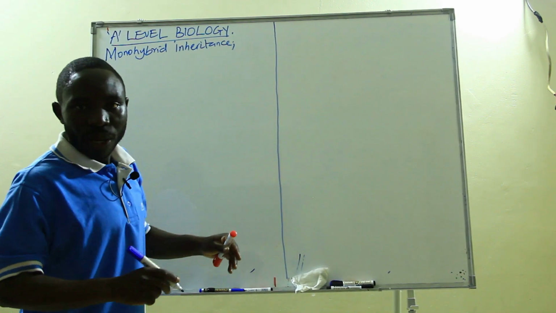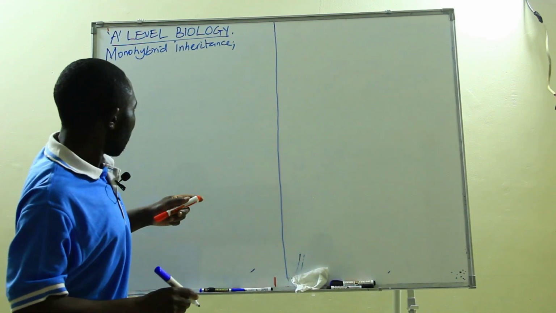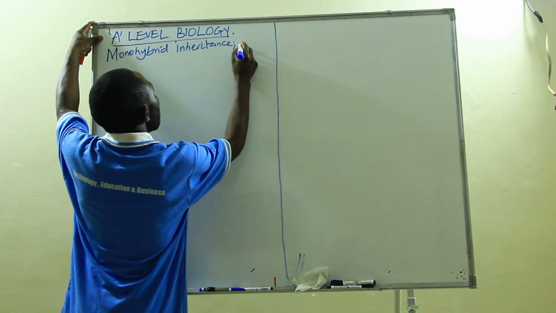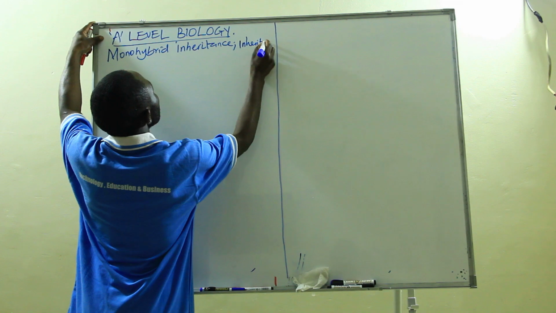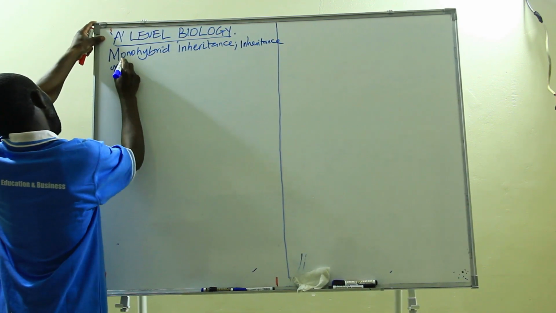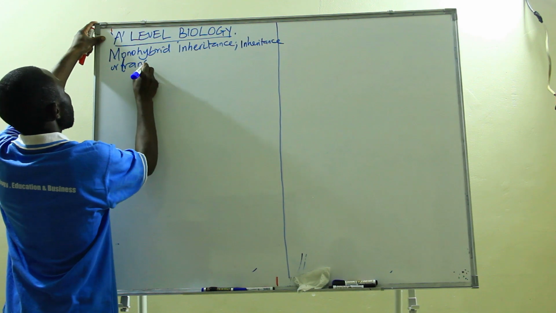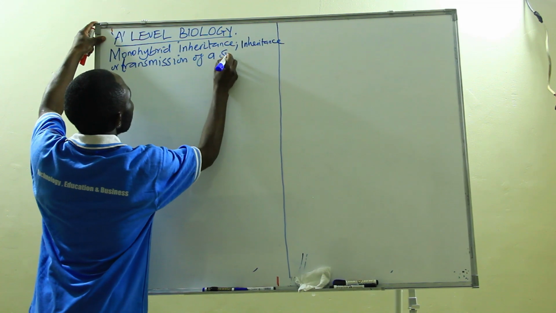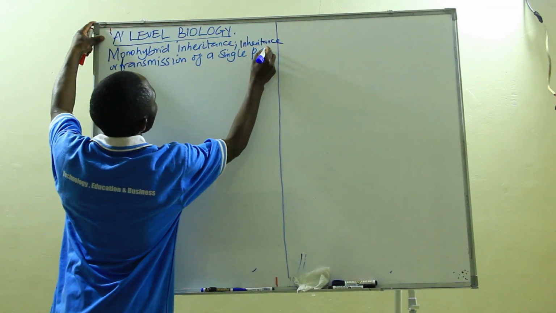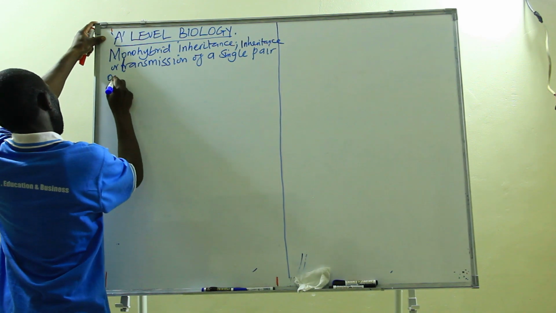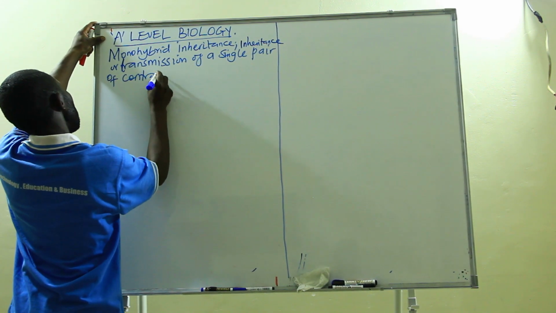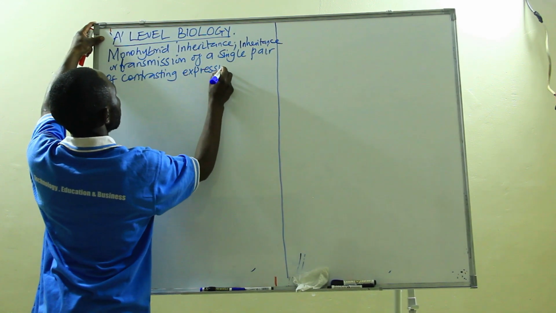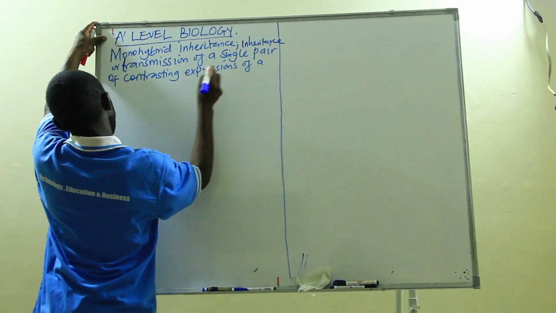Monohybrid inheritance is the transmission of a single pair of contrasting expressions of a character. Inheritance or transmission of a single pair of contrasting expressions of a character.